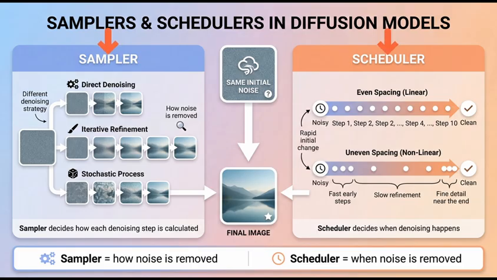Sampler and scheduler always work together. You never choose one without the other. The sampler chooses the denoising method. The scheduler chooses the timing of that denoising. The same noise, plus a different sampler or a different scheduler, can produce different results.